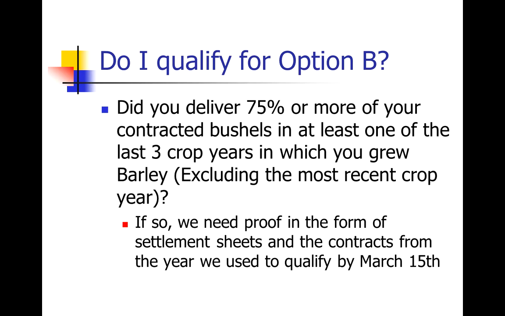in the form of settlement sheets. Just as an example, we couldn't use 2013 for this 2014 crop year, but we could use 2012, 2010, or 2011, or even farther back. If the last time you grew malt barley was back in 2000, we could use that. It just has to be one of the last 3 years you grew malt barley. You'd have to pick one of those years, preferably the one that you had the most contracted bushels, that would satisfy this, and prove to us that you had contracts that year and that you delivered on 75% or more of your contracts.